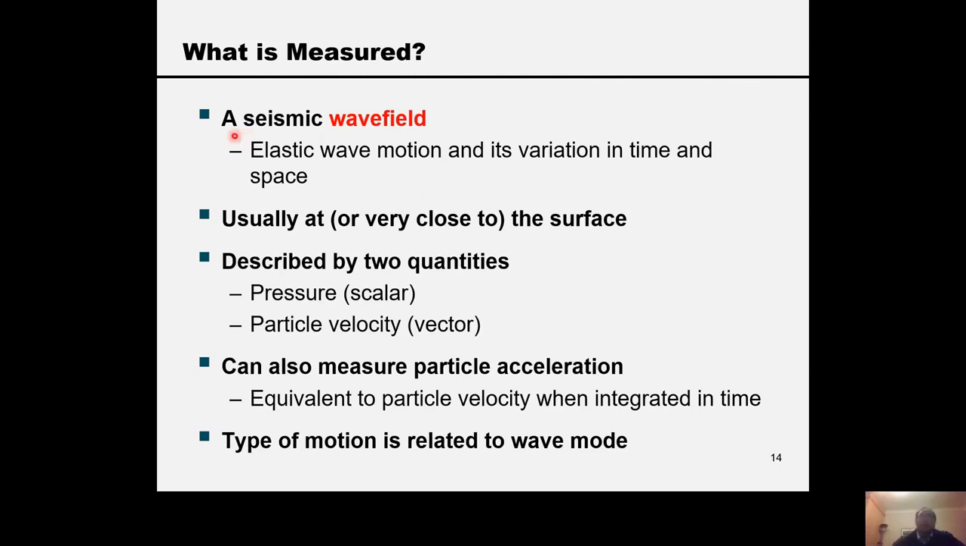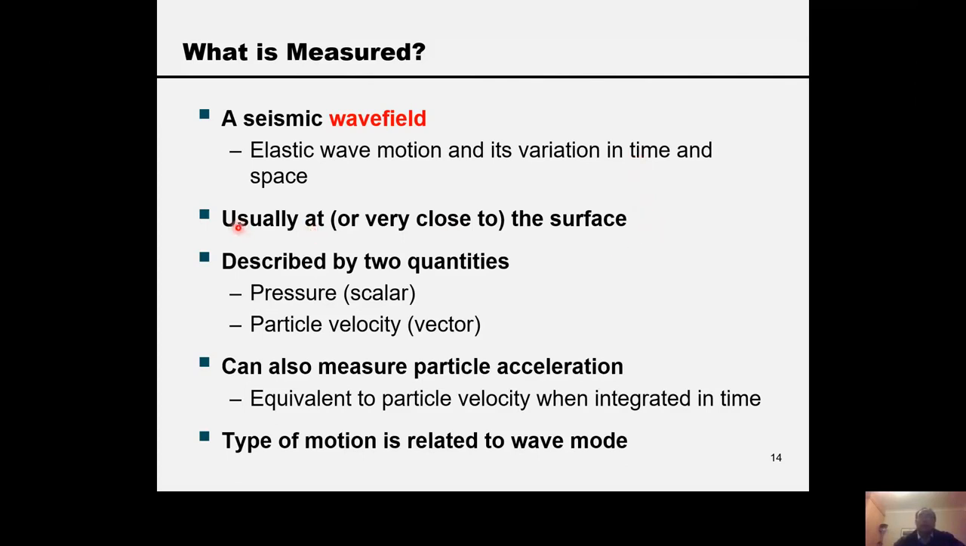So we simply call what we record, what we measured, the seismic wave field. Physically, what is the seismic wave field? It is elastic wave motion on the surface, or some of its variations. We will see later. It is recorded in time and space. Space means your receivers are spread out on the surface. Time means you record from time 0 to a certain time, so you record a series of samples.